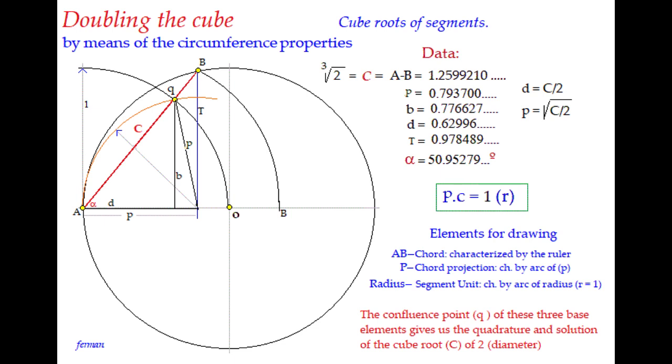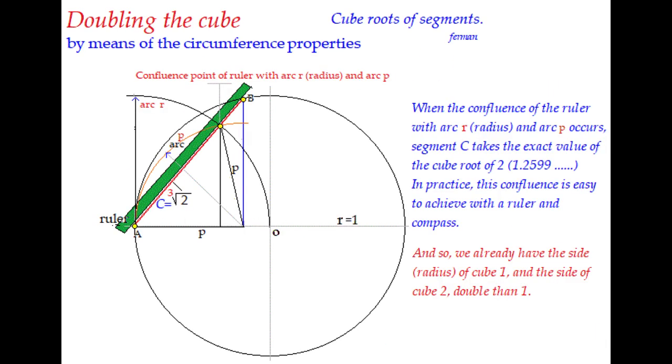1.259921. 2. Secondly, and starting from the principle, A, of the diameter of the circumference, we draw a chord of circumference C, section AB, which in drawing practice, and to facilitate the work, will be replaced by the ruler, Figure 2. 3. Immediately we see that this chord C has its projection on the diameter in the segment P, which forms the third element necessary to find the cube root of 2, C.